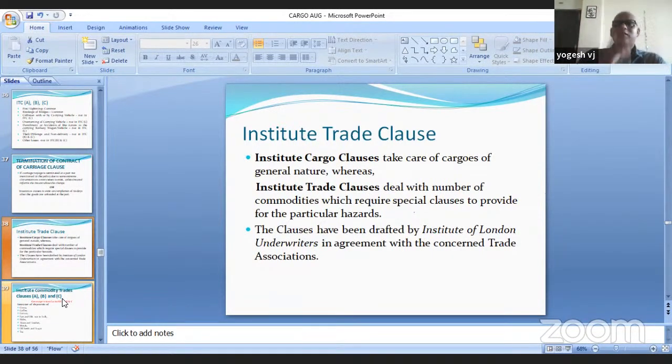But what if a specific kind of cargo is traveling? Let us say coal. Coal is a very dangerous cargo because we know that it can undergo self-oxidation and cause spontaneous combustion. Isn't it? So there should be some separate clauses for it. And this kind of cargo is related to a specific kind of trade. That is why these clauses are called Institute Trade Clauses. Institute Trade Clauses deal with a number of commodities which require special clauses to provide for particular hazards. The clauses have been drafted by ILU in agreement with the concerned trade associations.